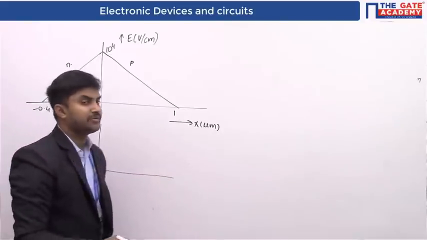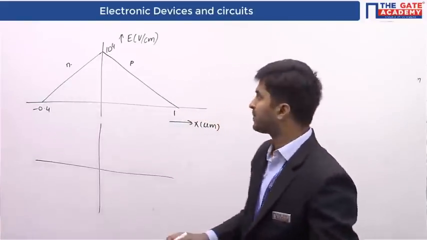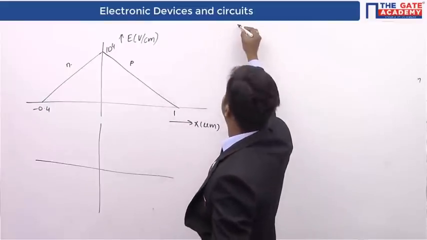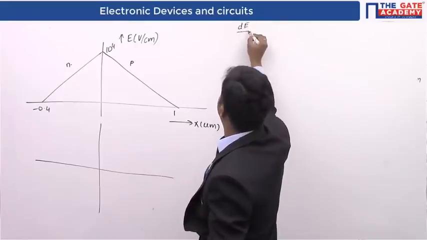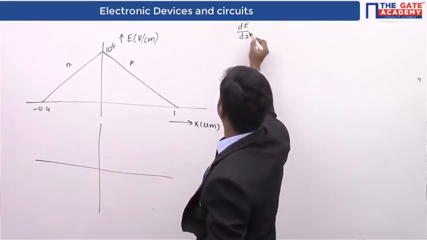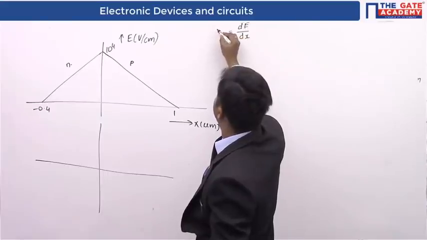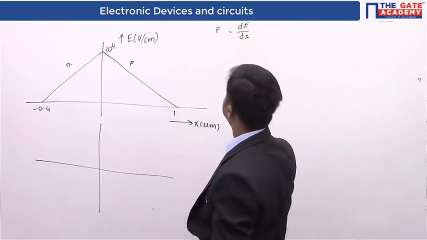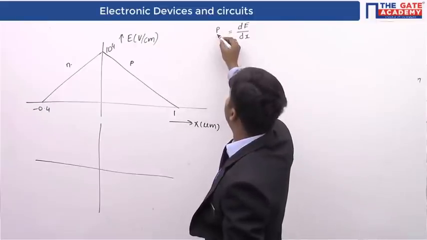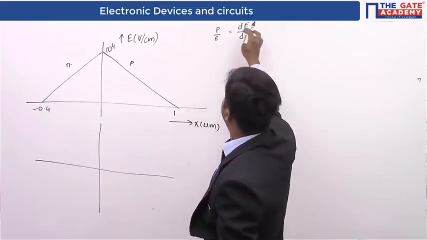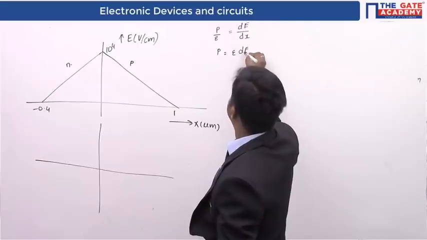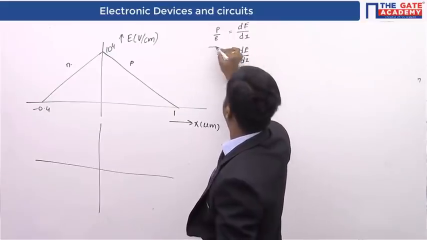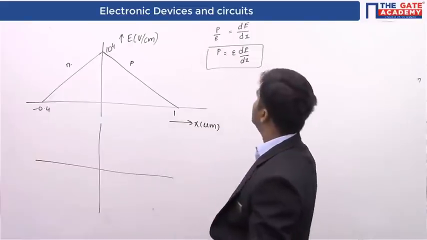So what is the relation between the charge density and the electric field? Just to get the profile, if you differentiate the electric field profile, then we will get the charge density profile. The charge density divided by epsilon is what we call dE by dx. So the charge density, let me call it as rho, is going to be epsilon dE by dx. This is the charge density profile.